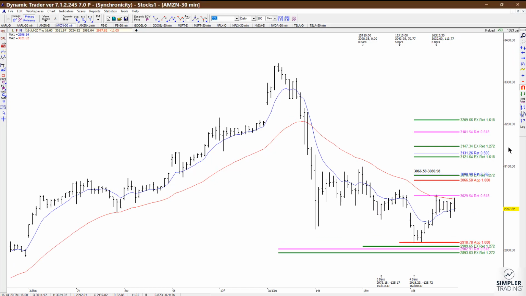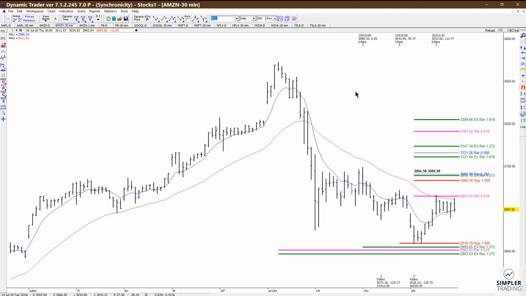I'm not sure what it's going to look like tomorrow, but I just wanted to give you an idea of how to use the work for a day trade decision, especially when the market's getting a little bit strange.